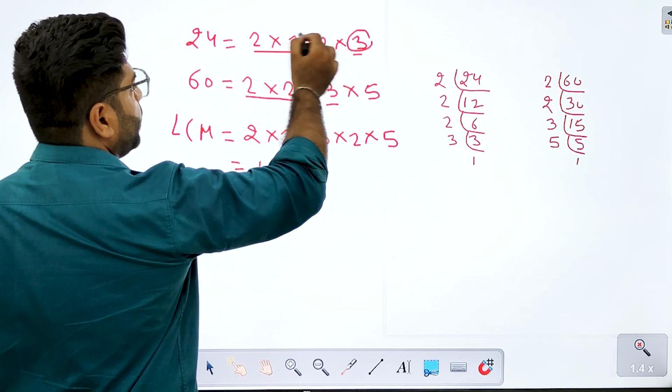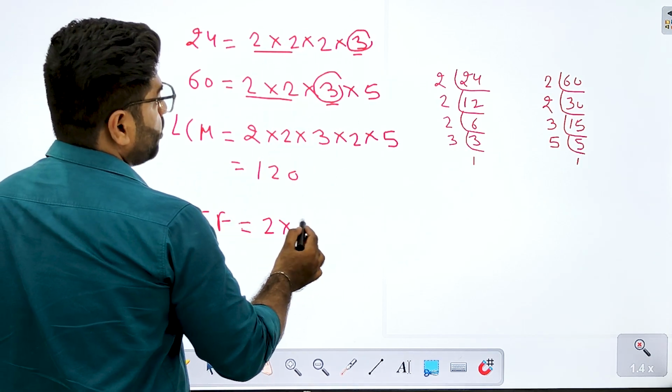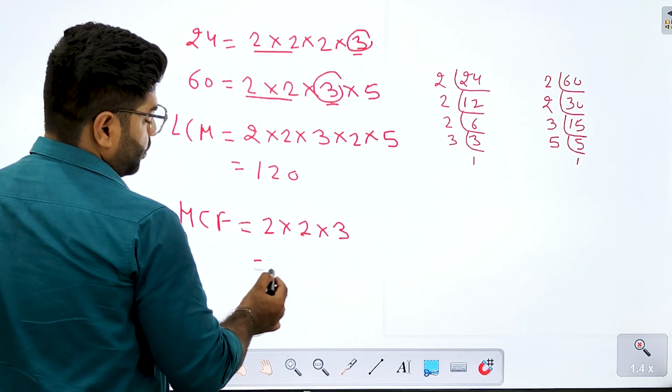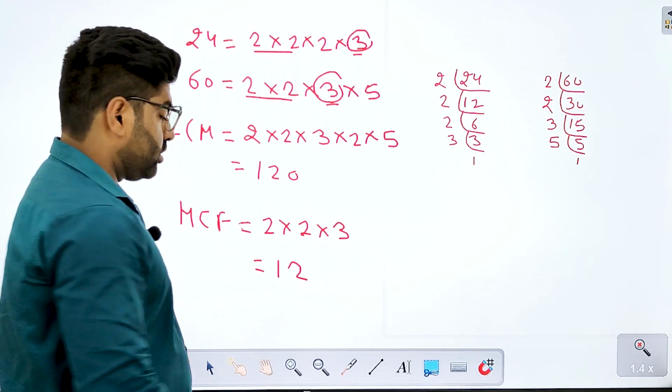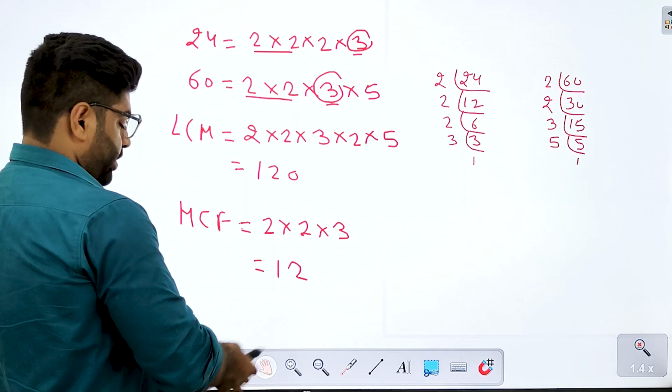So I think we are having 3 and these two common factors. This is 2 multiplied by 2 multiplied by 3. So 2 fours are 8, wait, 4 threes are 12. So 12 is our highest common factor. Clear? Now we have LCM is 120, HCF is 12.